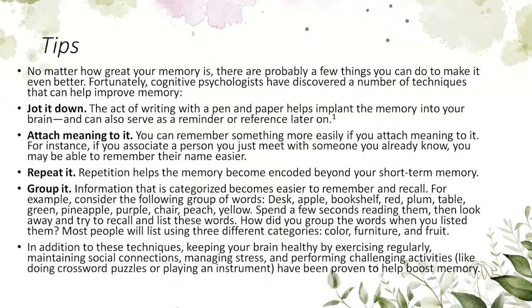Attach meaning to it. You can remember something more easily if you attach meaning to it. For instance, if you associate a person you just met with someone you already know, you may be able to remember their name more easily. Repeat it. Repetition helps the memory become encoded beyond your short-term memory. Group it. Information that is categorized becomes easier to remember and recall.